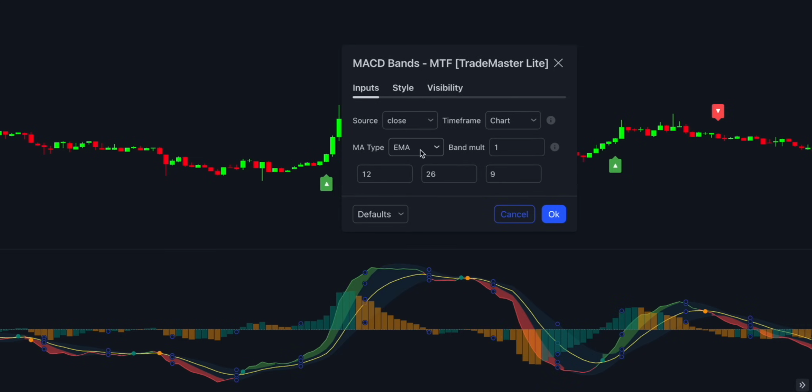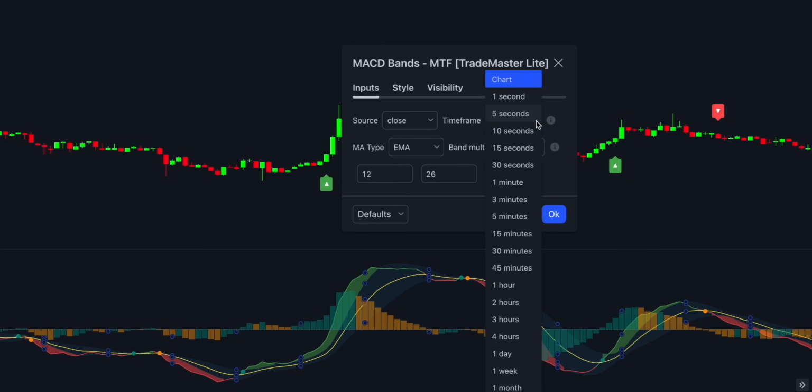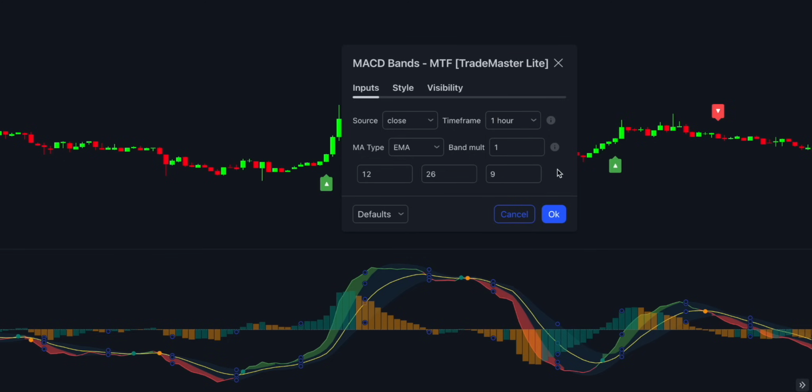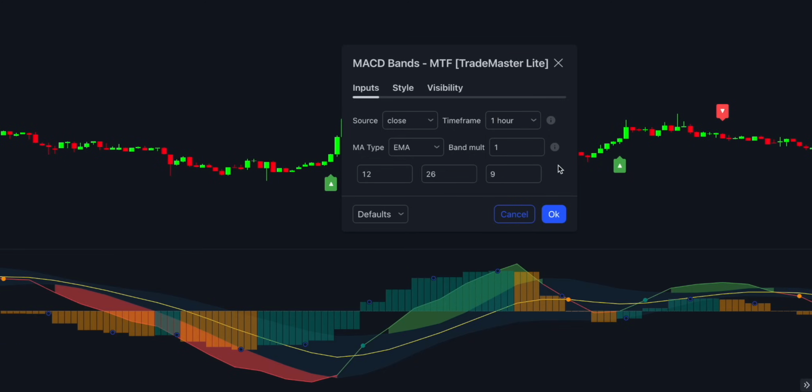Here we're presented with different configuration options such as source, moving average type, band multiplier, and time frame. By default, a chart time frame is enabled, but we can change this option. Instead of a current time frame, we can select a 1-hour time frame. This change will smooth out the MACD. The indicator will become less responsive to sudden price movements.